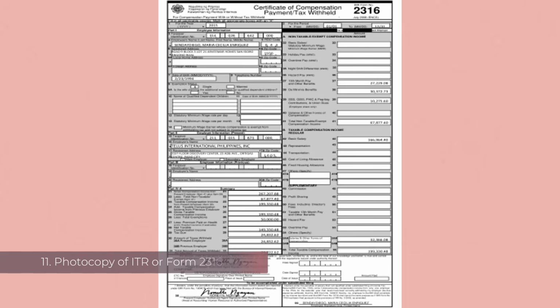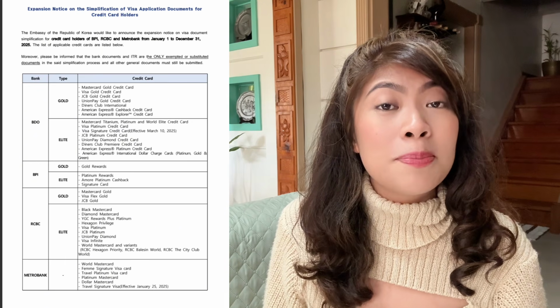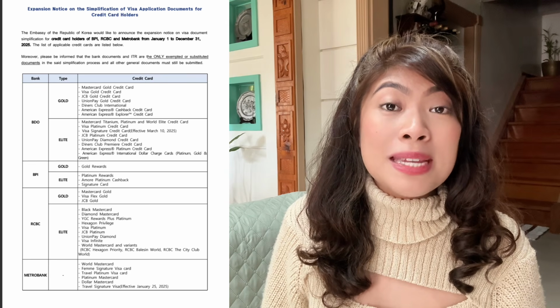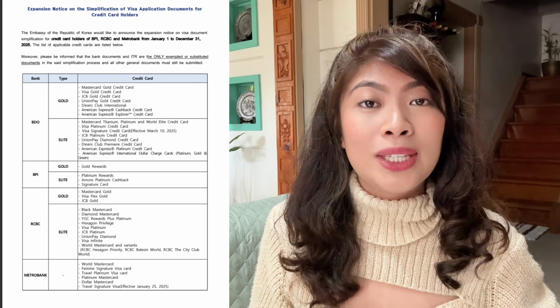Next is bank statement. You need to have an original or certified true copy of your bank statements, which you can request from your bank. Or kung meron kayong passbook, a photocopy of that will do. Next is a photocopy of your ITR or Form 2316. But good news guys, if you're applying in 2025, may expansion notice ang embassy on the simplification of visa application for credit card holders. Specifically, BDO, BPI, RCBC, and Metrobank. Effective from January 1 to December 31, 2025.